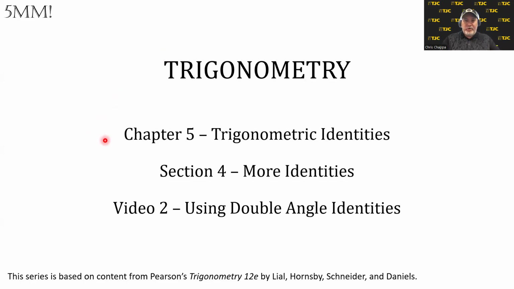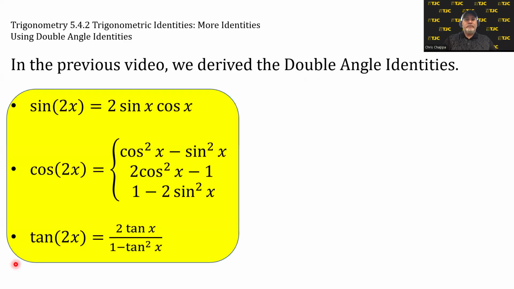Trigonometry, Chapter 5, Trigonometric Identities, Section 4, More Identities, Video 2, Using Double Angle Identities. This series is based on content from Pearson's Trigonometry 12th edition by Lial, Hornsby, Schneider, and Daniels.